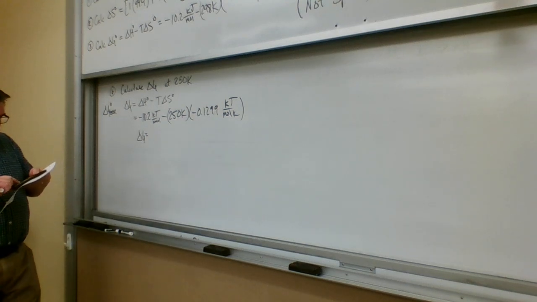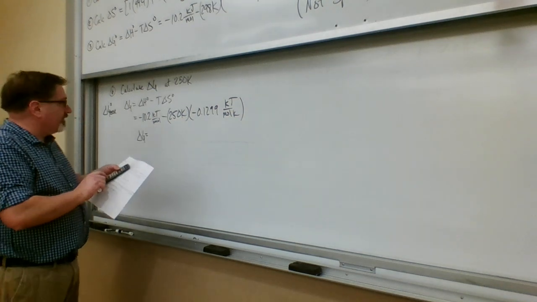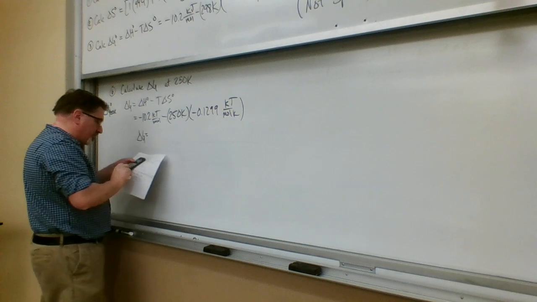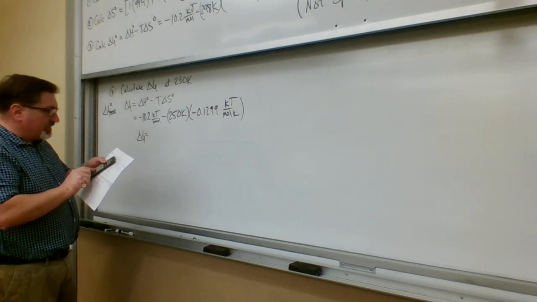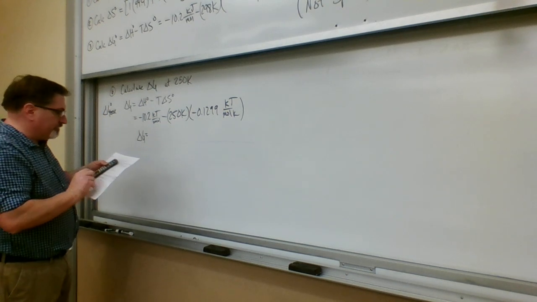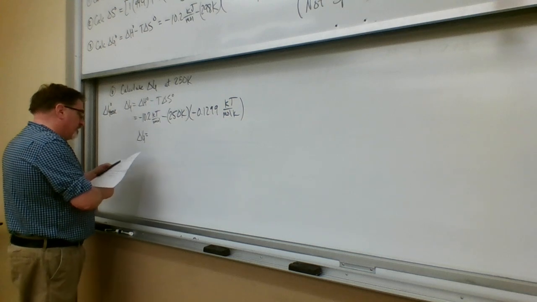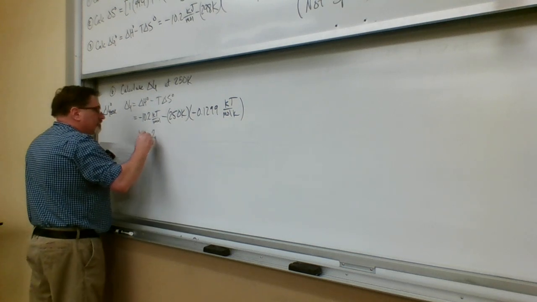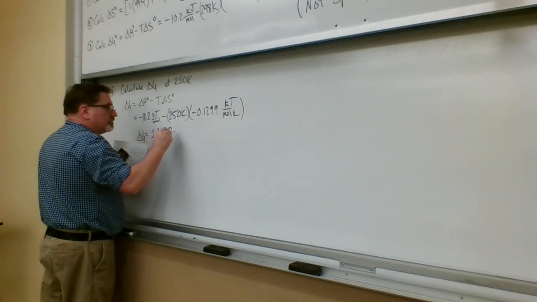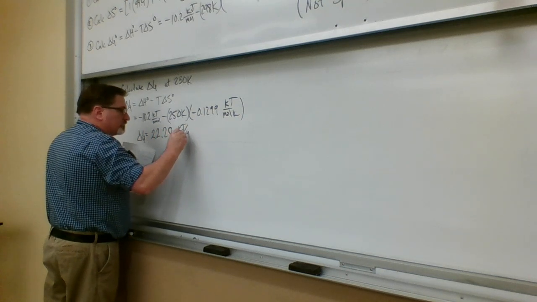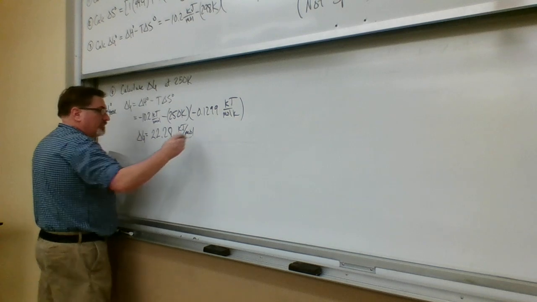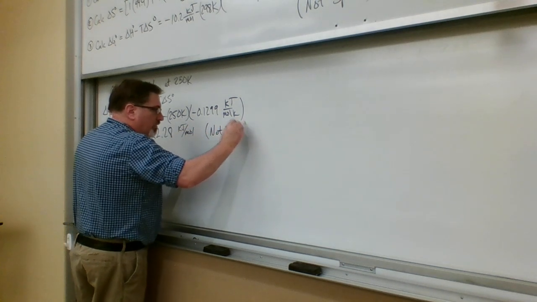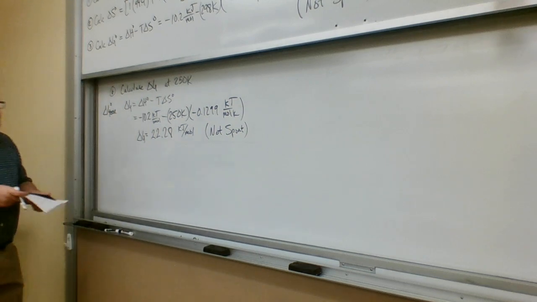So 10.2, flip the sign to negative. This means plus, because these are going to cancel each other out. So plus 250 times 0.1299. So I get a value of 22.28. Still not spontaneous, since delta G is positive.